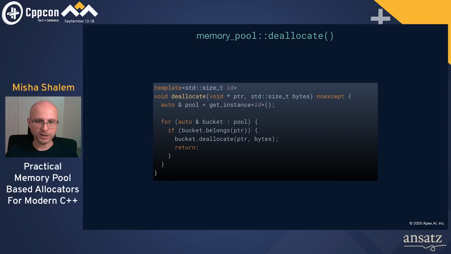So deallocate. Well, deallocate is very simple. It just goes through our buckets until it finds the one the pointer actually belongs to, and it deallocates. That's it. It's just that simple.